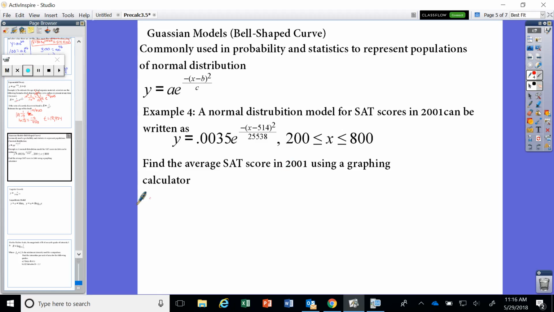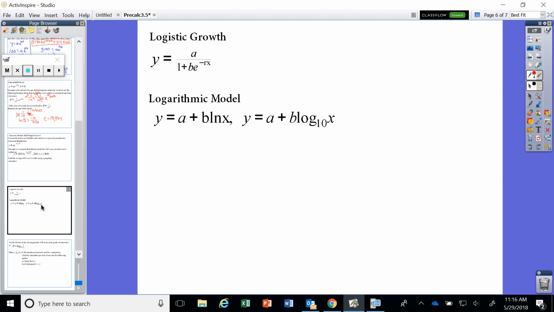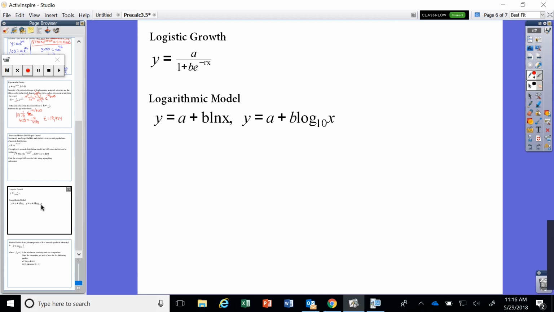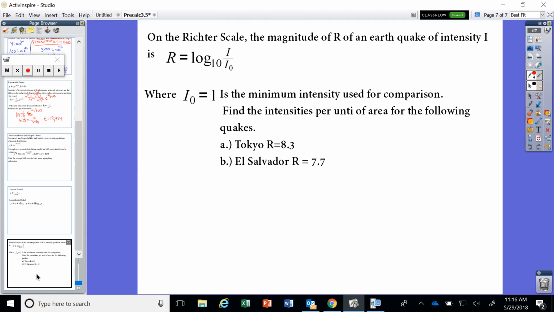All right, guys, as we wrap things up, here are our two other models, logistic growth and logarithmic, that you may see. Again, we're not going over every single one of these examples in this particular aspect of mathematics, with our different models for logistics, logarithms, and exponentials. I have one I want you to try on your own as we wrap things up. Give this one a shot on your own, and we'll go over it first thing. On to the next one.